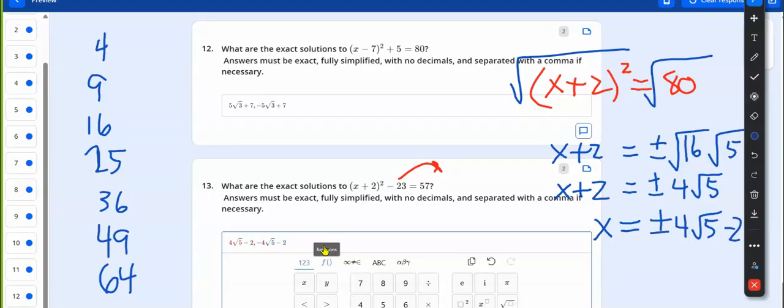Yeah. You've got to get used to working things out, and then when you're putting your answers in, double checking that you're putting the answer that you have the work for.